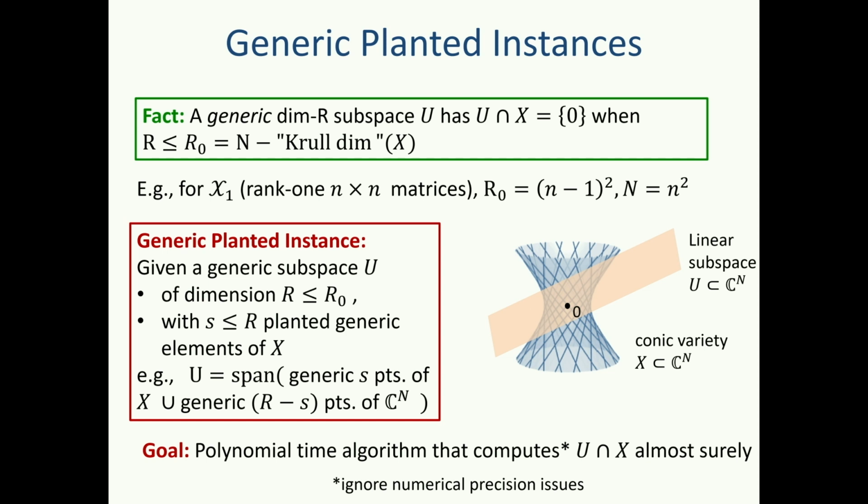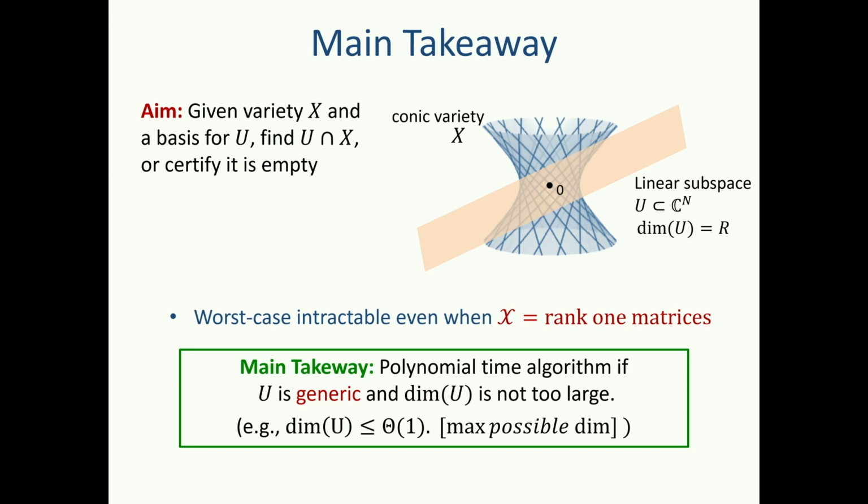These are all great questions. Thank you. So I guess the main takeaway is that even though this problem is NP hard in the worst case, you can actually design a polynomial time algorithm if the subspace is generic and the dimension of the subspace is not too large. Here we'll be able to go up to a constant times the maximum possible dimension. That's the main result, and this holds for rank 1 matrices, but it also holds for general varieties as well. There it depends on certain parameters of the variety. But I'll get to the result in a bit.